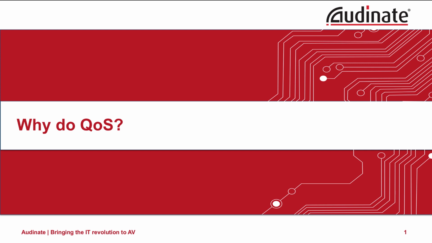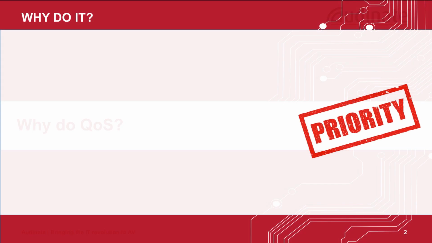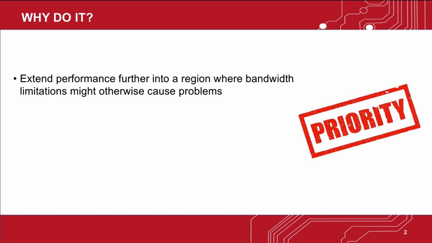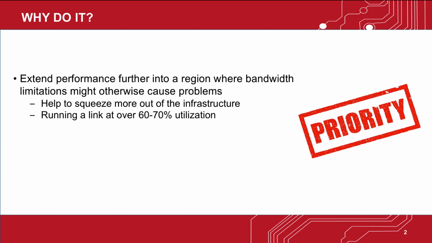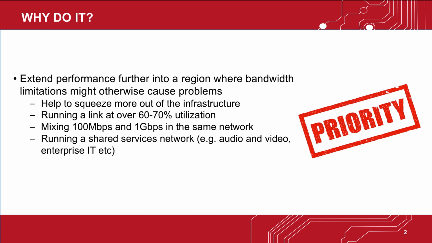Now that you understand what QoS is and how it functions, let's think about why. Why do we use QoS? QoS techniques can help extend performance further into a region where bandwidth limitations might otherwise cause problems. This helps to squeeze more out of the infrastructure, especially if you're running a link at over 60, 70 to 80% utilization. It's useful if you're mixing 100 megabits per second and 1 gigabit per second in the same network, or if you're running a shared services network.